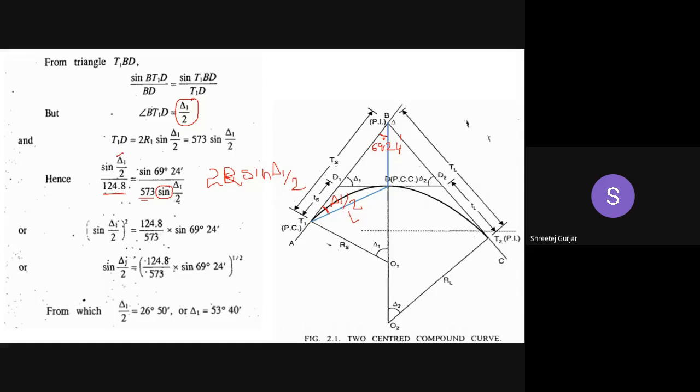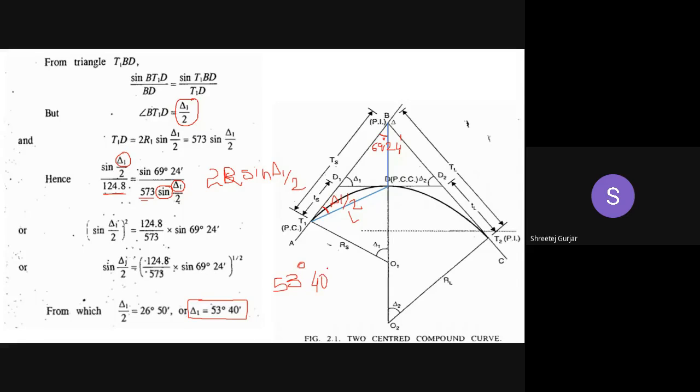Now we can see the only unknown here is delta 1, and here also it is sine delta 1. So we can solve for this sine delta 1, right? We can simplify this particular equation and you will arrive at delta 1. So delta 1 is 53 degrees 40 minutes.